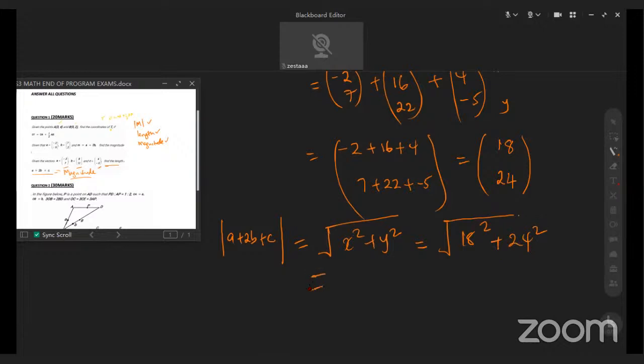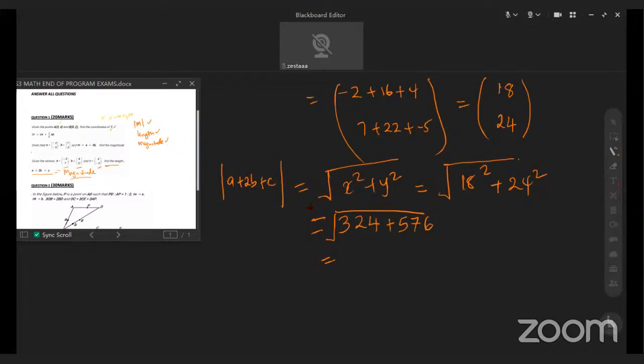What shall we get there? 18 squared plus 24 squared: 324 plus 576. That's still the root. Then when you add up the two, what shall we get? 900. So we shall get the root of 900. And the root of 900 will be 30. The root of 900 will be 30 units. So this will give us the magnitude of A plus 2B plus C. Okay, 30 units. Please put the units.